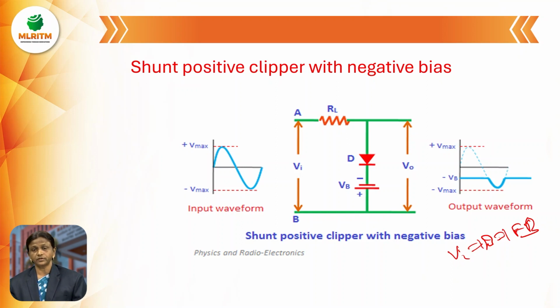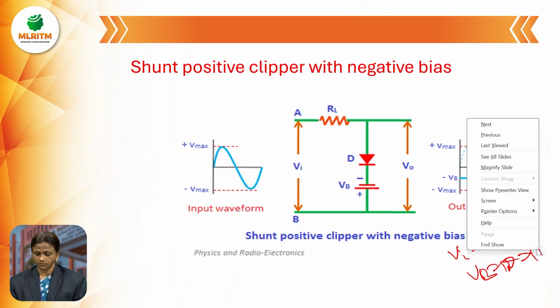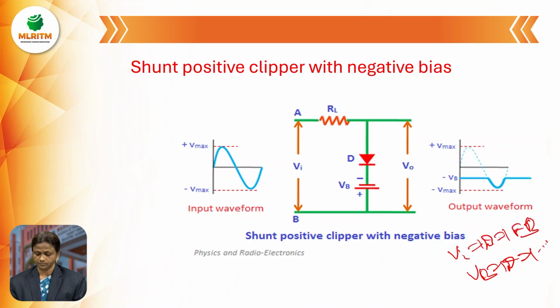Next, due to the reference voltage VB, the negative terminal is connected to the cathode of diode D. This is negative, the cathode is also negative. Now diode D is in forward bias. So due to VB also, diode D is in forward bias. So during the positive half cycle, due to VI, diode D is in forward bias, and due to VB also diode D is in forward bias.